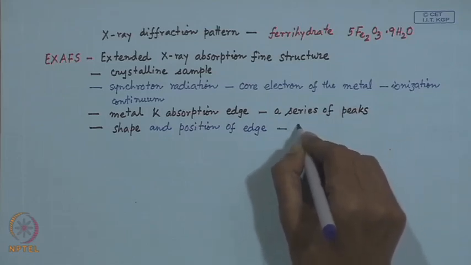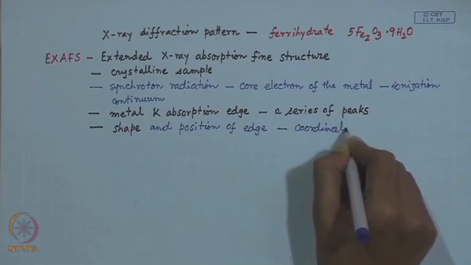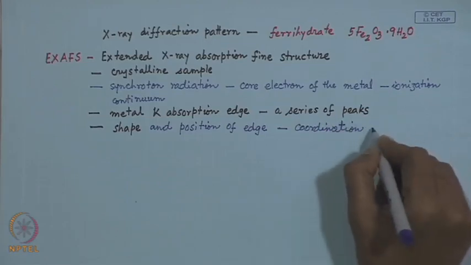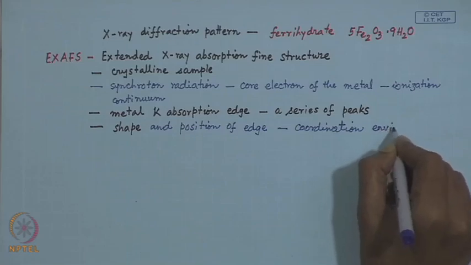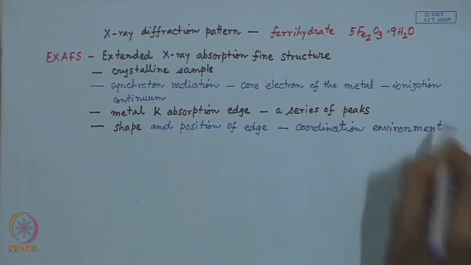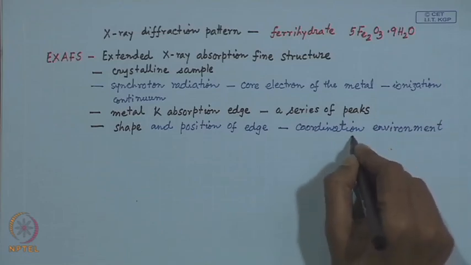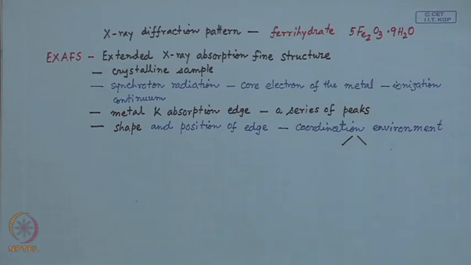So, it gives us the coordination environment, which we cannot get from powder X-ray diffraction or FTIR spectrum. So, the number and nature of these donor atoms. Once we get the corresponding coordination environment, we should have the corresponding information.